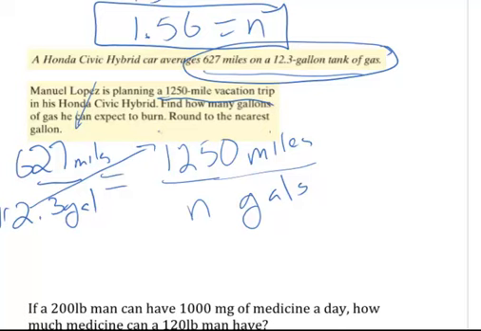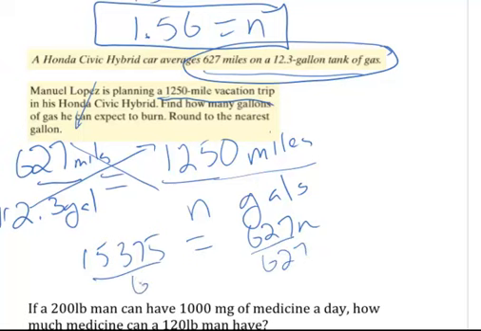So take my calculator, 12.3 times 1,250, and I'm coming up with 15,375 equals, now I'm going to multiply 627 times n. That's 627n. So now, if you recall, my next step is to divide both sides by 627. So I'll take 15,375 divided by 627, and I'm coming up with, on my calculator, 24.521, and there's a bunch of other numbers after that.